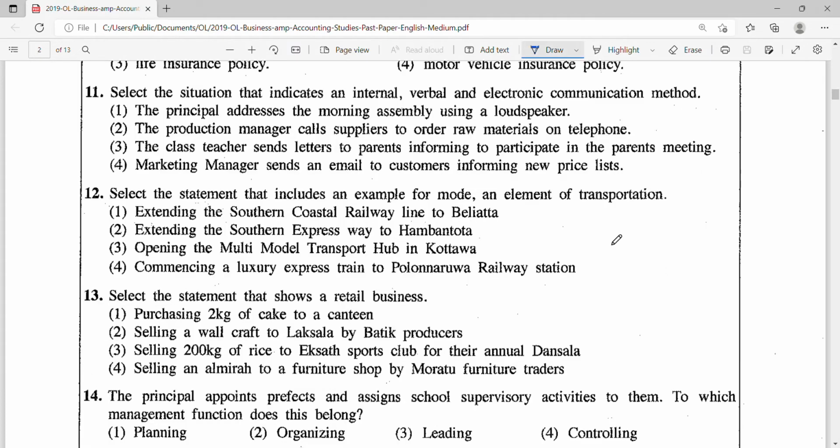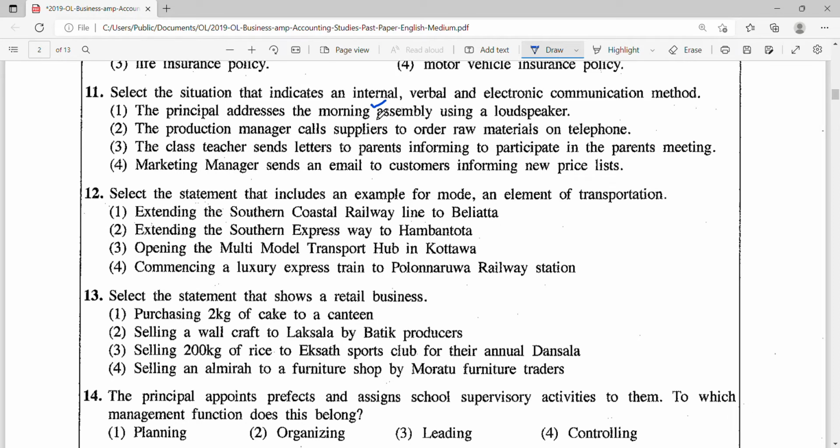Question 11. Select the situation that indicates an internal, verbal and electronic communication method. Now it has to be internal communication and it has to be in verbal form and electronic method. Let's see the four answers. Answer 1. Principal addresses the morning assembly using a speaker. Now here it is internal communication because the principal is talking to the students in the morning assembly.